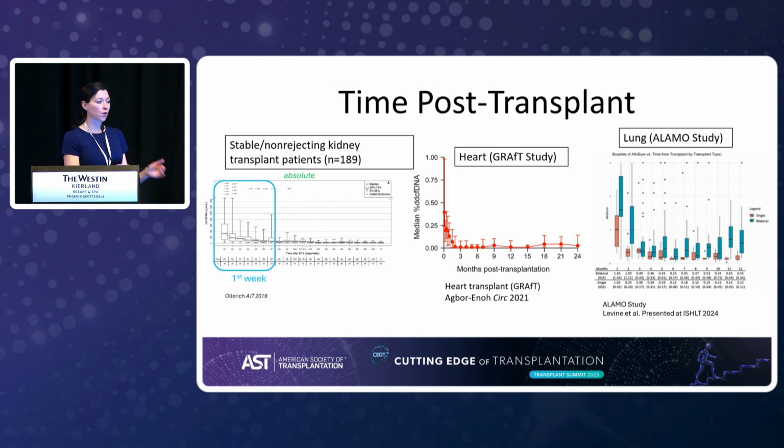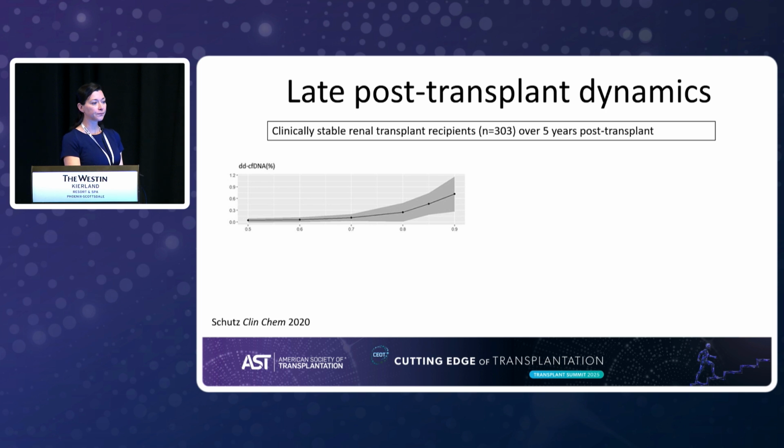And this is true across different organ types. It seems that a conservative cutoff would be somewhere after 2 to 3 months post-transplant, when you start to achieve this low-level baseline. Post-transplant dynamics also become very important in the late post-transplant period.